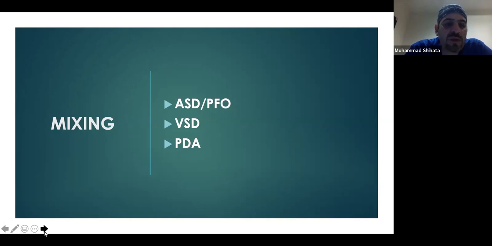If I had to give them a sequence in best to worst, I think I would give a good size ASD number one as the best source for mixing, followed by a PDA, followed by a VSD. I don't know why I wrote it in this order. It should be ASD, PDA, probably VSD.